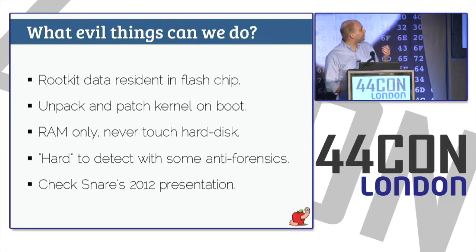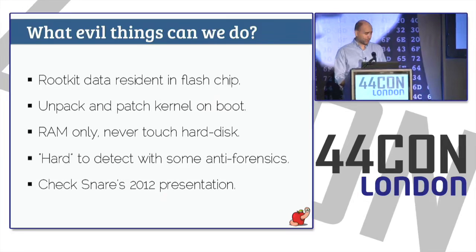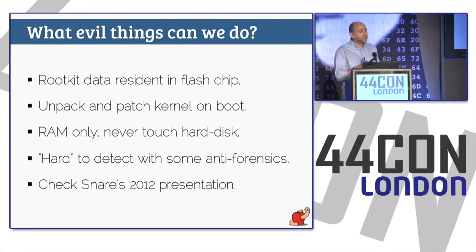For example, a rootkit, you can put a rootkit in the flash chip. It's basically another driver that contains data. You can encrypt that data. Then when the machine boots, you unpack that data. You patch the kernel. You have this presentation by Snare in 2012 at CSCAN. It shows how to implement this. So before the kernel boots, you patch the kernel. You put some trampoline there, you patch the kernel, and you take control of the kernel. And you never need to go to the hard disk. So this is a rootkit, a RAM-only rootkit.